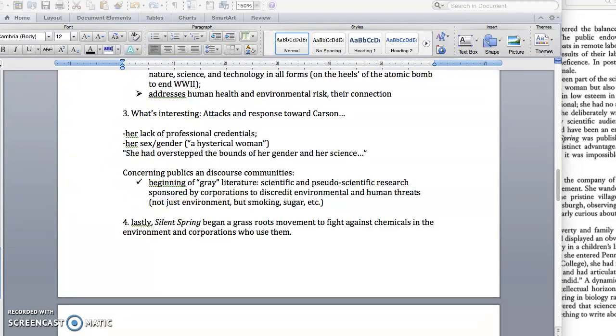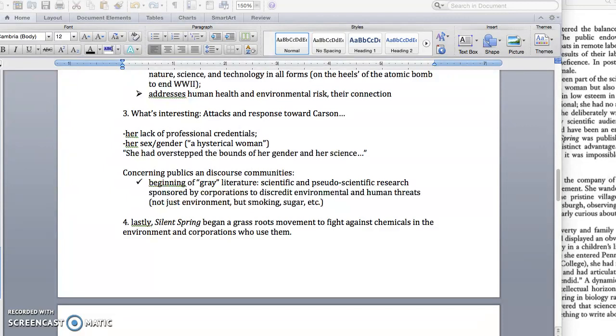The attacks and responses to Carson are captured in the article as well. There are many, but they probably break down to this. Her lack of professional credentials, that her sex or her gender, she was called just a hysterical woman. We don't see quite as much of that nowadays, but 60 years on, there's still a lack of women in the sciences. Science is seen as a man's domain very much, unfortunately. But we can see the 1950s, 1960s attitudes that appear as well in these responses to her.